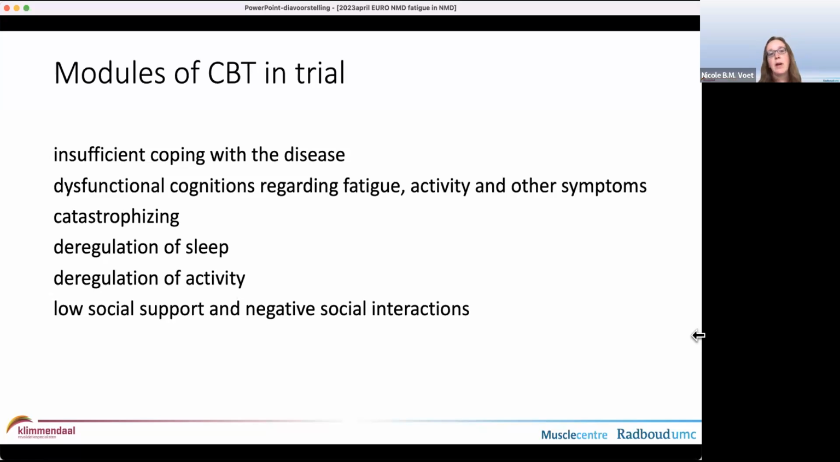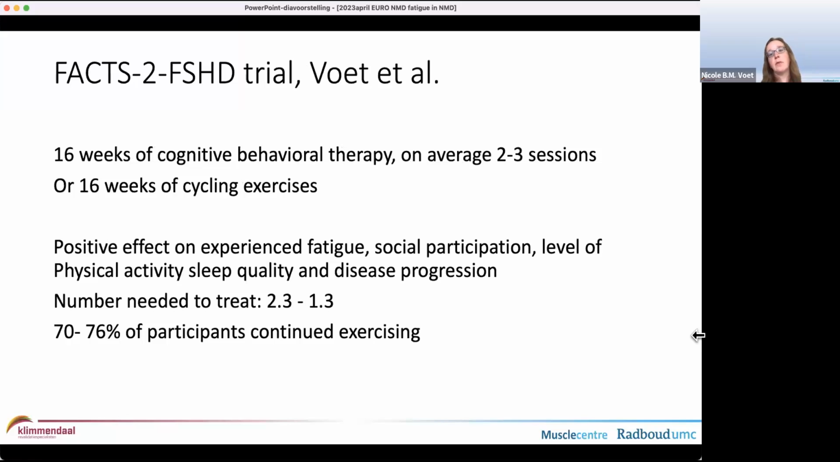deregulation of sleep. We ask patients to adhere to structured day and sleep times, focused at deregulation of activity. Think back on the valley in the mountains to have a more structured activity level during the day and week. And when applicable, it was aimed at low social support and negative social interactions. And the cycling exercises were 3 times a week for 30 minutes.